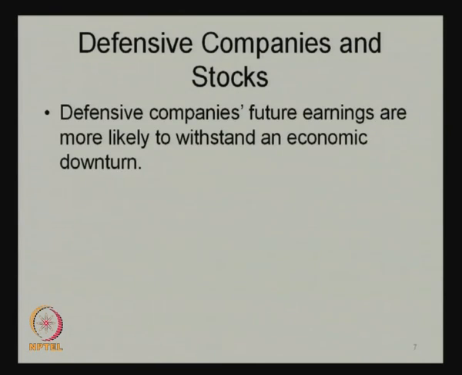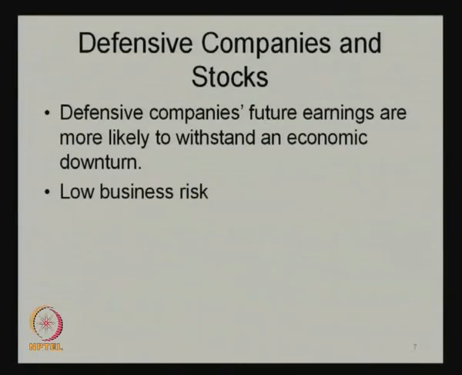Then we go to other classifications of stocks. In the market we must look at stocks like defensive companies and their stocks. When you say defensive companies, in this case the future earnings are more likely to withstand an economic downturn.